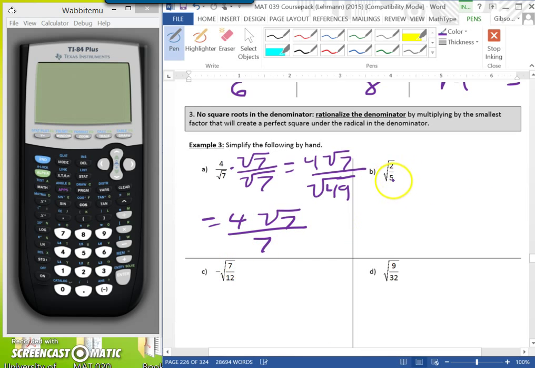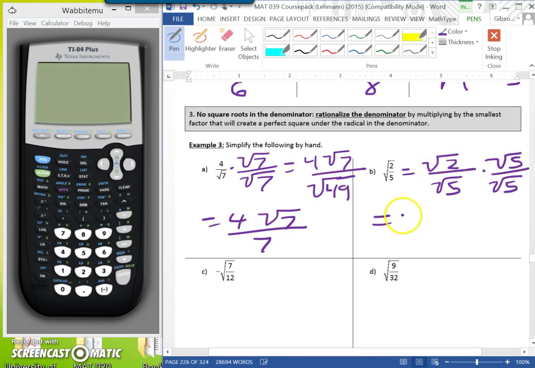Okay, now we come here to B. We had the square root of 2/5. So we can make this the square root of 2 over the square root of 5. Now we know 5 does not have a perfect square in it, so we'll multiply the numerator and denominator by the square root of 5.